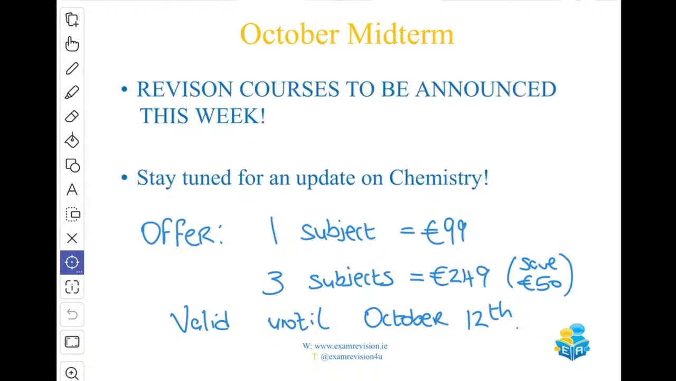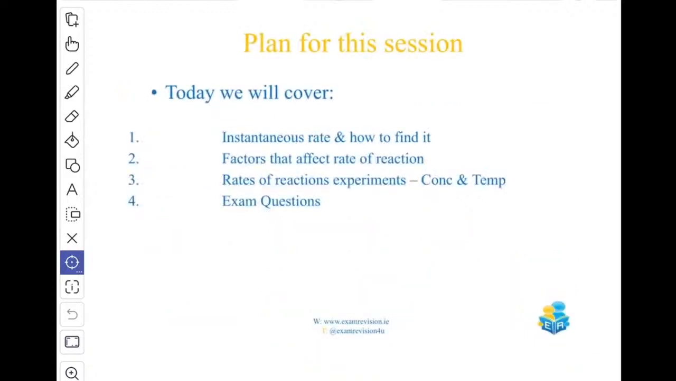So let's dive straight in. I told you we're going to do rates of reaction today, so let's get moving. We are going to today cover instantaneous rate and how we can find it. We're going to cover the factors that affect the rate of reaction. We're going to look at the rate of reaction experiments, in particular how concentration and temperature can affect rate of reaction, and also we're going to look at some exam questions on those experiments.